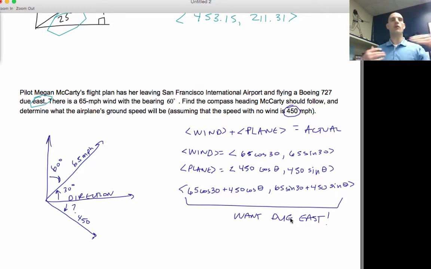I want this component vector to equal due east. And so what does that mean? Well, it means that my vertical component, if I'm going due east, think about it like this. I want my vertical component to equal what? Well, if I've got a vertical component here, it would be the sine of theta. Due east is equal to a vertical component equal to 0. Okay, so I need to set my vertical component equal to 0.